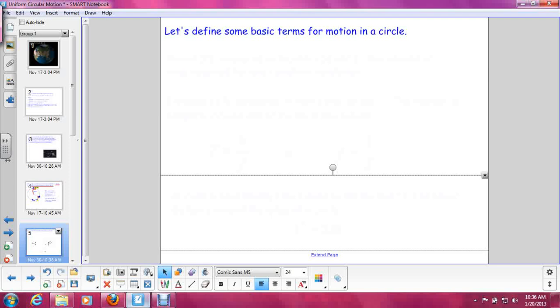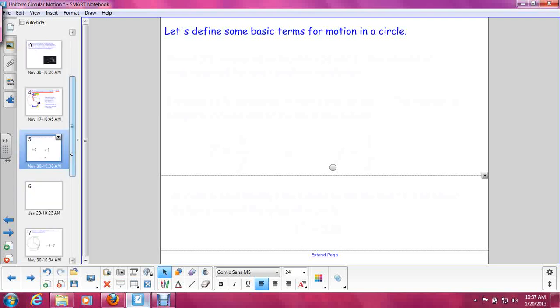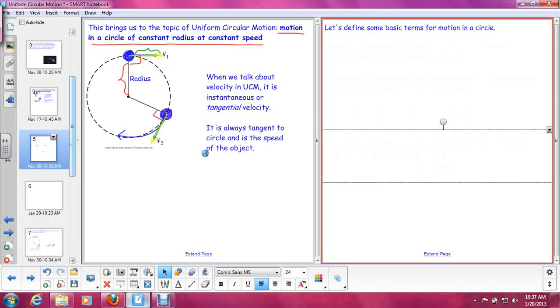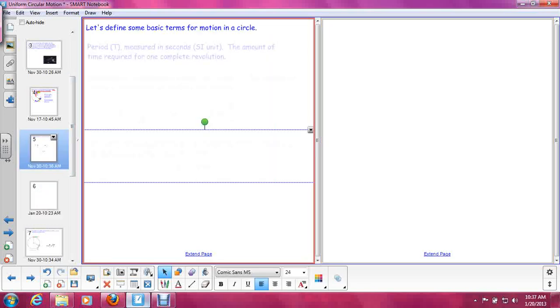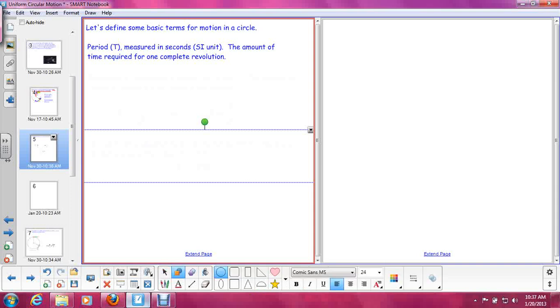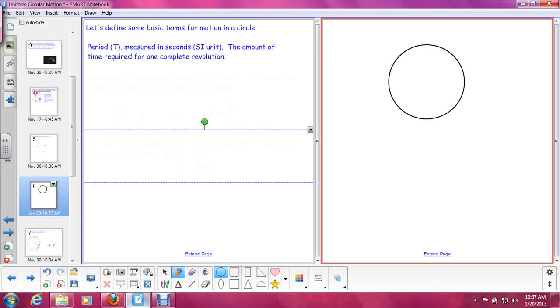In order to really understand uniform circular motion, we have to know something about an object traveling in a circle. So let's define a few important things. The first definition is the period, and this is measured in seconds. The period is the amount of time required for one revolution of an object. So if I have a ball moving around the circle, the time it takes for the ball to start here, go all the way around, and come back to the same spot is the period.